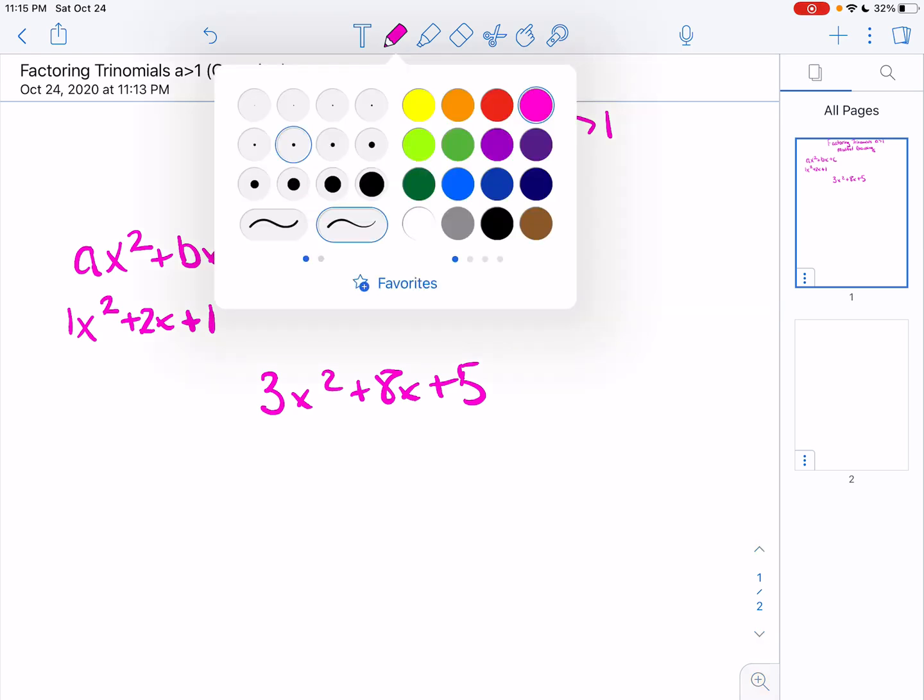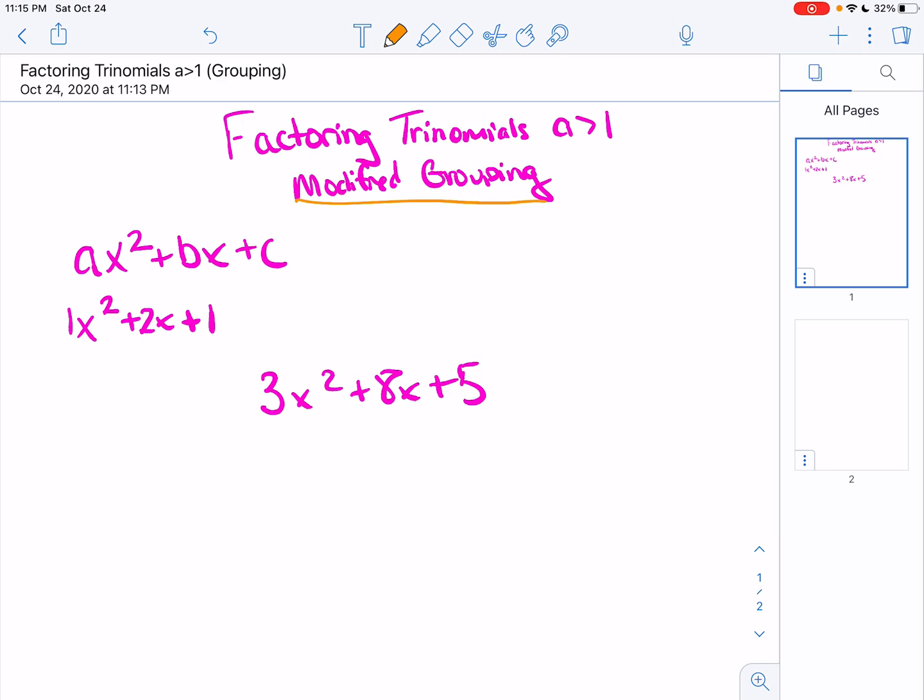The reason I call this modified grouping is because the way it is right now, we cannot group it. We cannot group this because there are 3 terms, but we need 4 terms to actually do grouping. So we're going to force this to work by manipulating it in a way that we can make 4 terms out of something that is actually 3 terms. The way we're going to do that is to multiply a times c. So step 1, a times c. Whatever that number is, we write it in parentheses above. So that's 15.